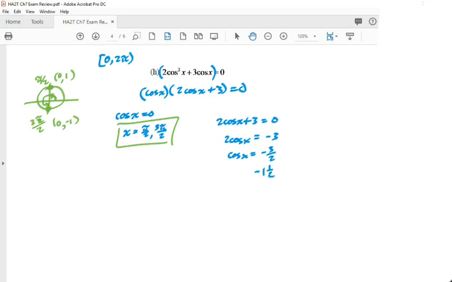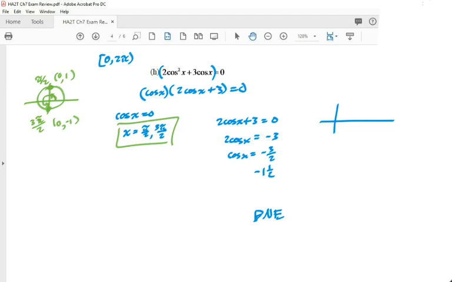Is that possible? No, it is not possible. We cannot have cosine x equal a number greater than 1. It can't. This is impossible. This is DNE. Does not exist. It doesn't work. Think about it.